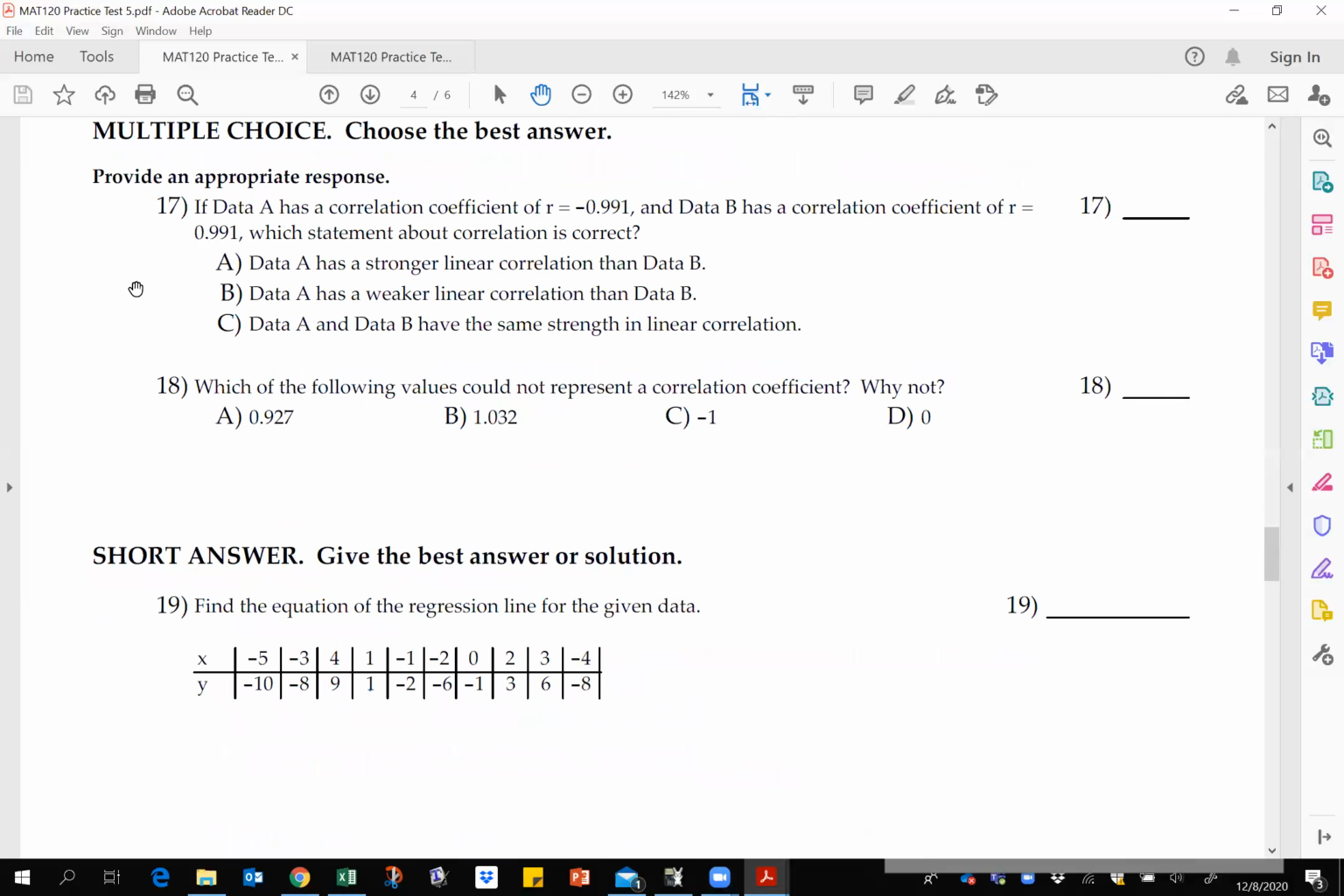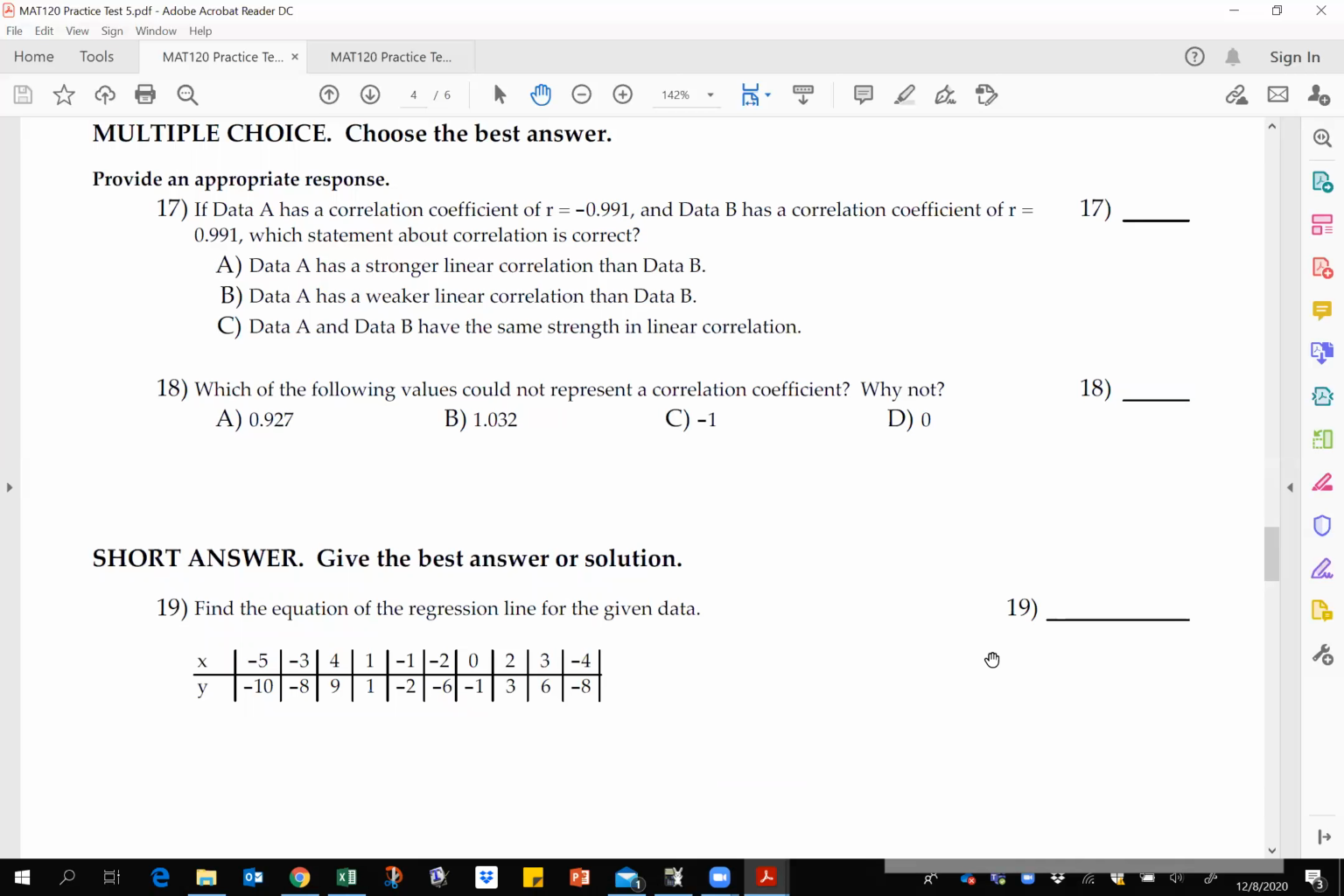In question 17, we now move on to information about the Pearson R value. It says, suppose we had a data set A that had an R value correlation coefficient of negative 0.991, and the B data set had a coefficient of R equals positive 0.991. Which of these statements would be correct? A is stronger than B, A is weaker than B, or A and B would have the same strength? The answer to this is going to be C. They have the same strength.